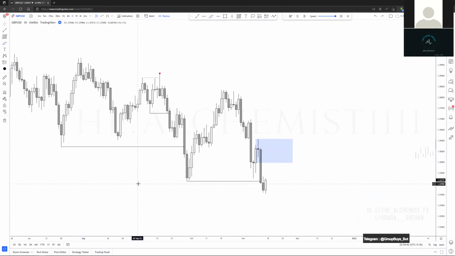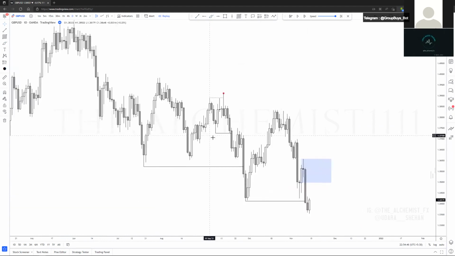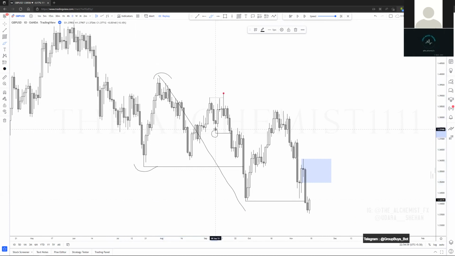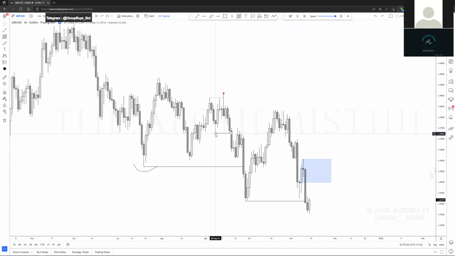What do I mean by minor structure and major? This was minor structure. See that? This is the major structure. Low, high, break. This is the daily. The major is the daily time frame. So this was only a break of minor structure because your major structural point was here. That's why I told you this was only a minor structure break.